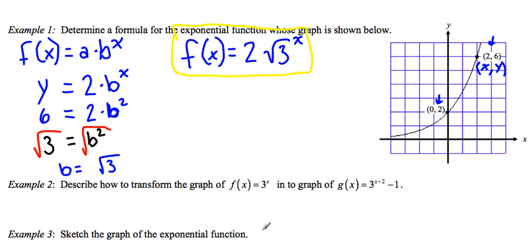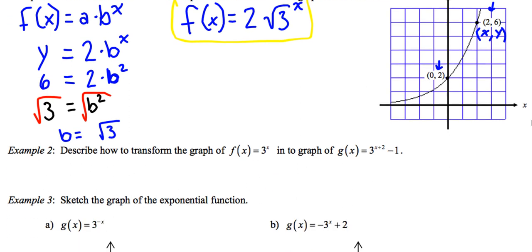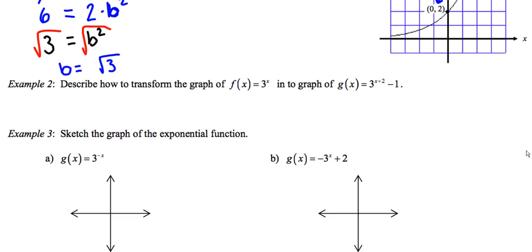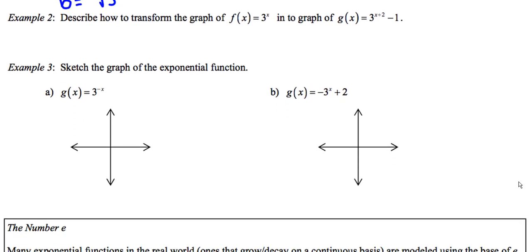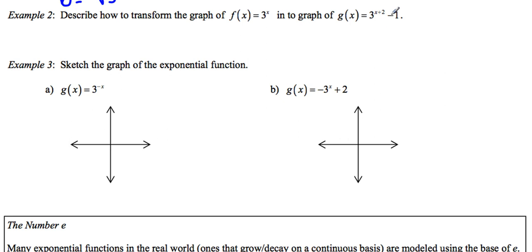Okay, so example 2 says: describe how to transform the graph of f of x equals 3 to the x into the graph of g of x equals 3 to the x plus 2, minus 1. Using what we learned about transformations in Unit 1, this is our parent function here. So let's see which transformations we did to g of x. The first thing I see is this plus 2 that's directly affecting the x. Since that x is in the exponent and we're adding 2 to that, that's going to be a horizontal shift to the left 2 units.